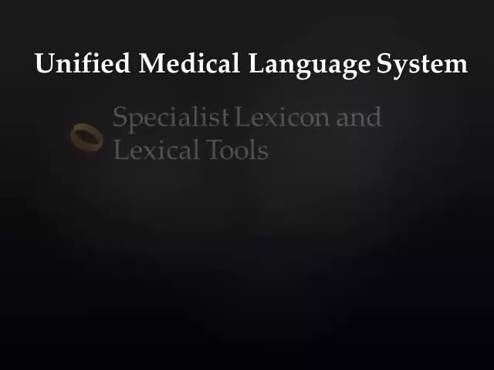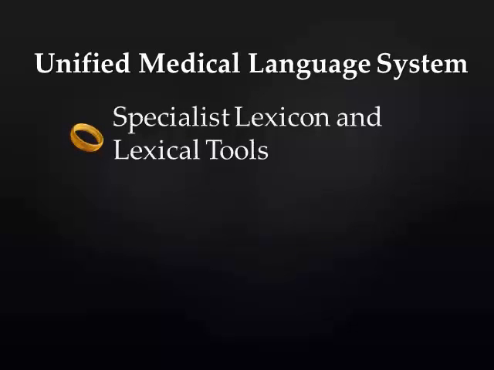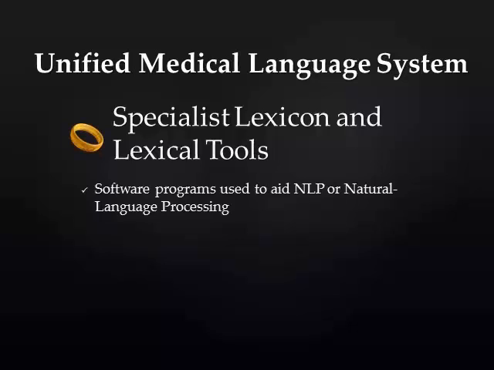The last tool of UMLS is the Specialist Lexicon and Lexical Tools. These are the software programs used to aid natural language processing. It contains information about common English vocabulary, biomedical terms, etc.